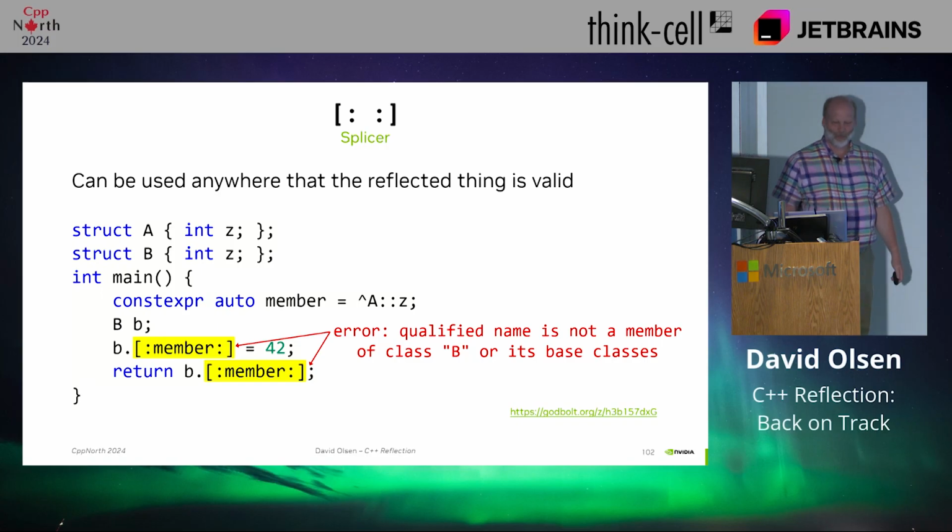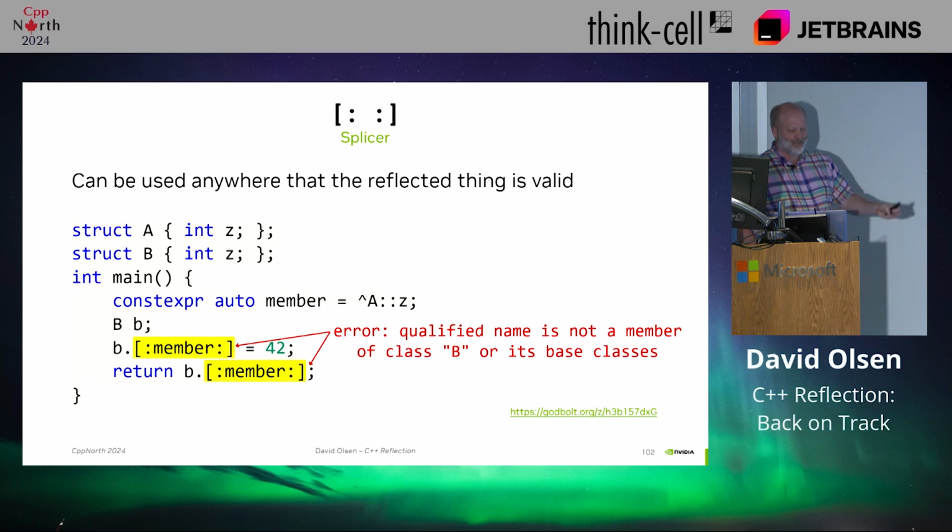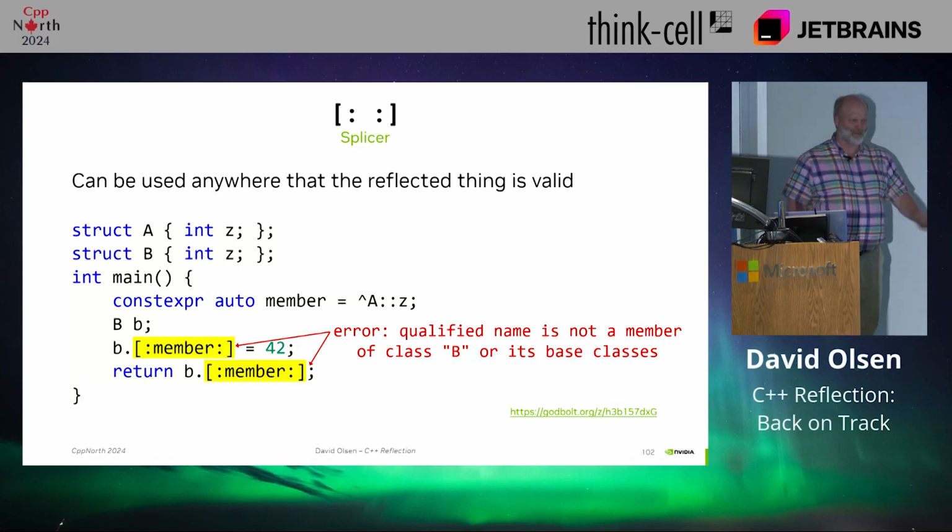Okay, got it. And once you create a variable of type meta info, you can never change it. They're non-mutable variables, even in a const expr context.